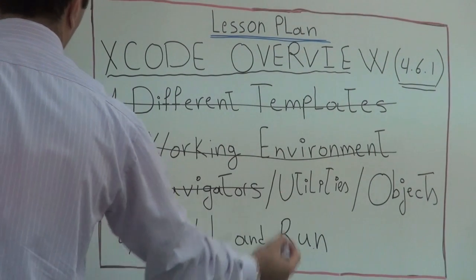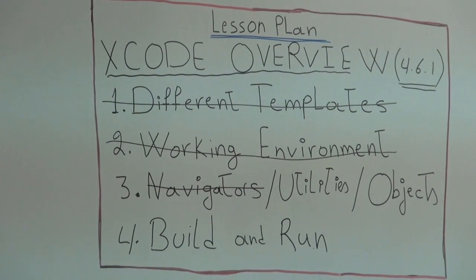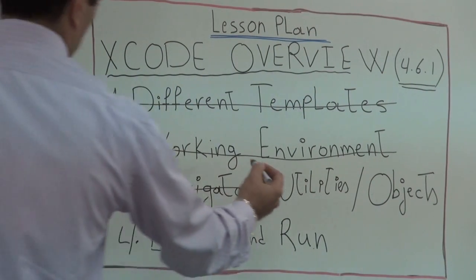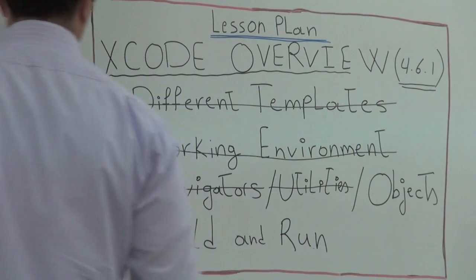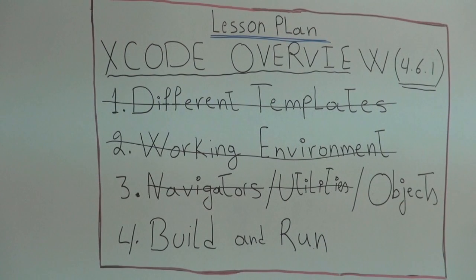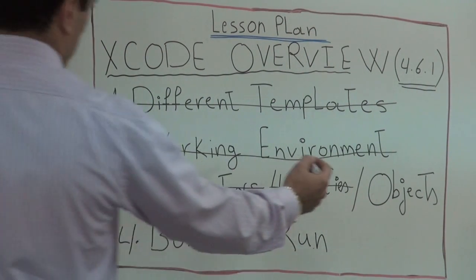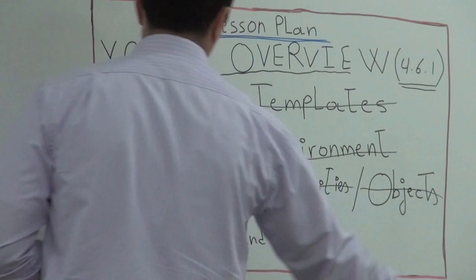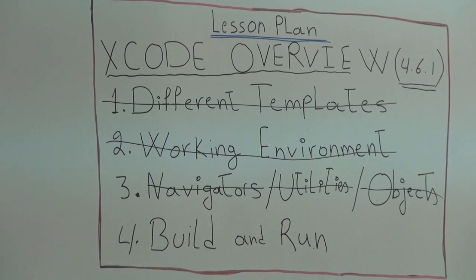Alright, so navigators. We spoke about the project navigators in much detail, and the symbol navigator as well. As for the utilities, we said they are the attribute inspector that helps us change objects and their properties, and eventually the objects, which are a group of tools that help us build our main view controller.